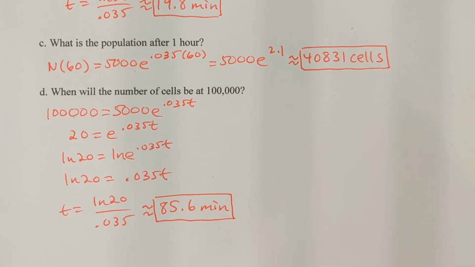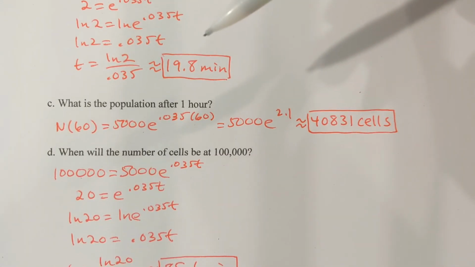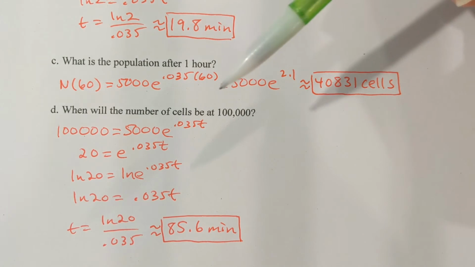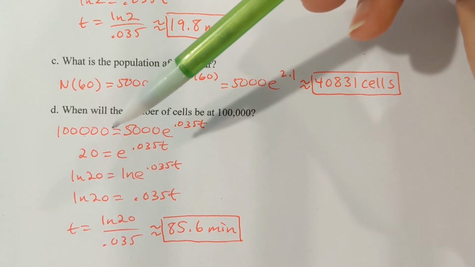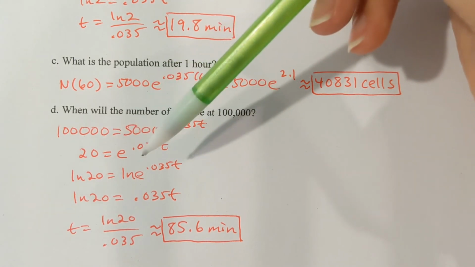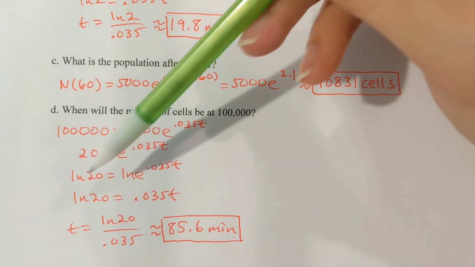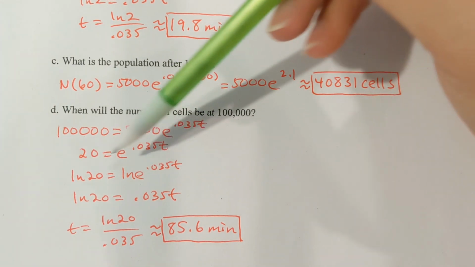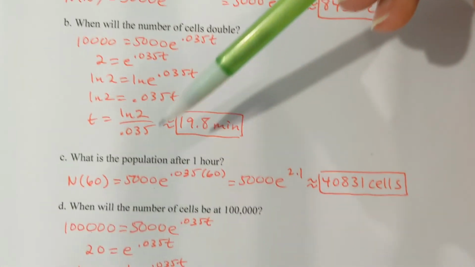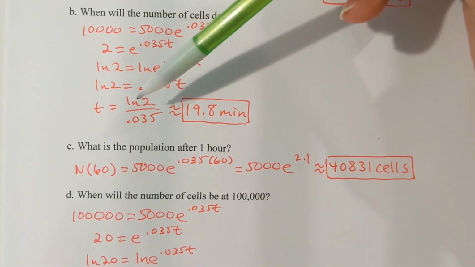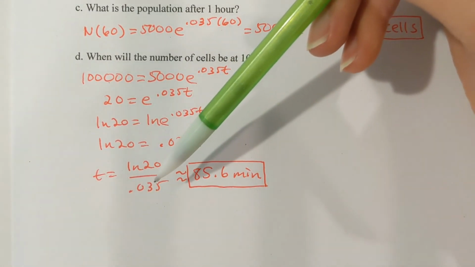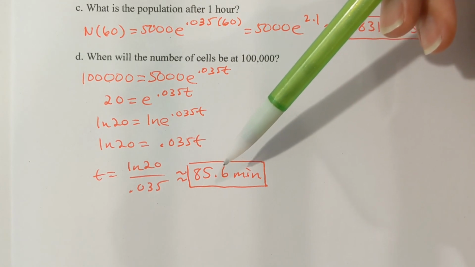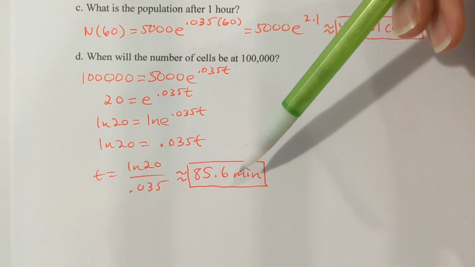And then part D, when will the number of cells be at 100,000? So N is the number of cells. So you just set that number equal to 100,000 and solve for t. Divide by 5,000 on both sides. 100,000 over 5,000 is 20. And here's another situation where the bases are not going to match, so you'll want to take the ln of both sides. Now, if I compare this calculation to what I just did in part B, really the only change is going to be in the numerator. Instead of it being ln 2, I'm going to have ln 20. ln 20 divided by 0.035 is roughly 85.6 minutes if you go nearest one digit on that.